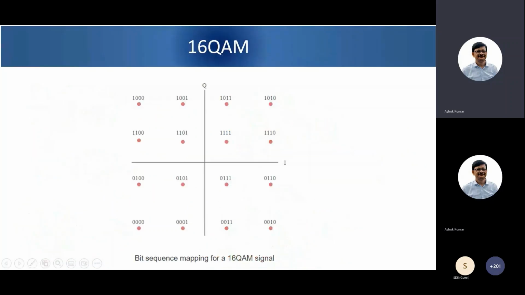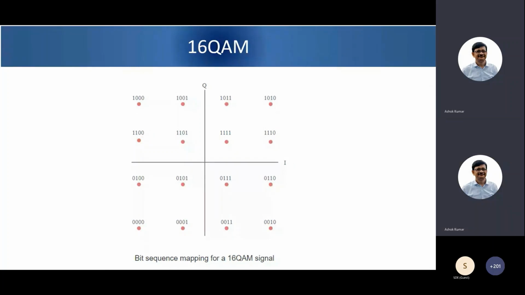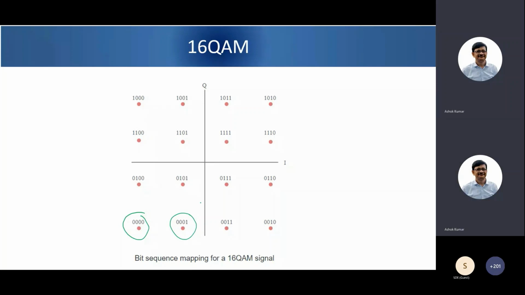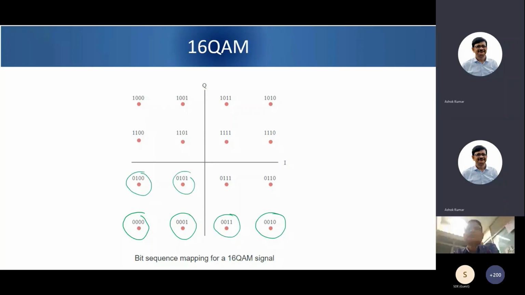Let's go further. Every position represents a bit pattern. This is a 16 QAM example, where this particular point, which has a certain amplitude and phase, may represent all 4 zeros, then 0, 0, 0, 1. Then you have 0, 0, 1, 0, then 0, 0, 1, 1, then 0, 1, 0, 0, and so on. So these are positions, and each position represents particular bits.